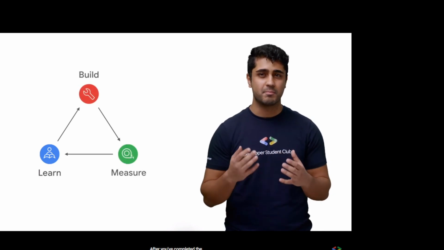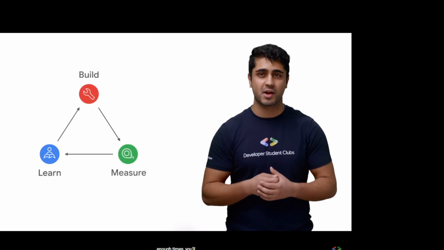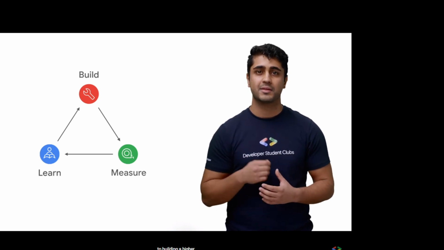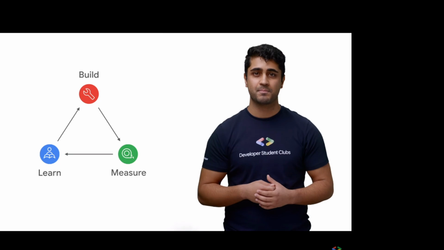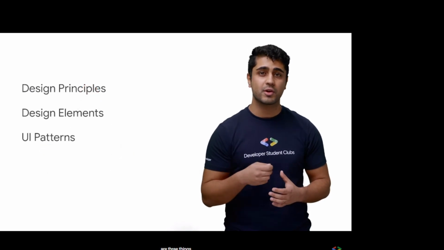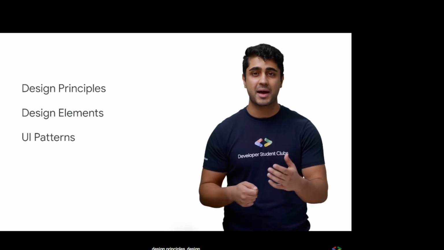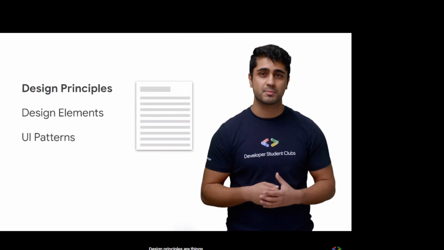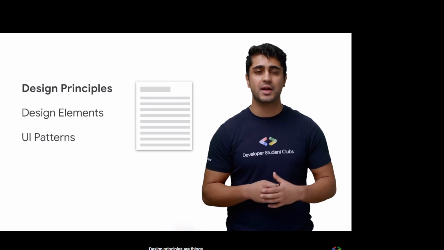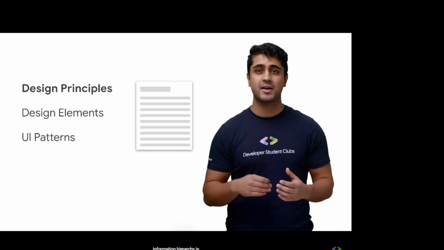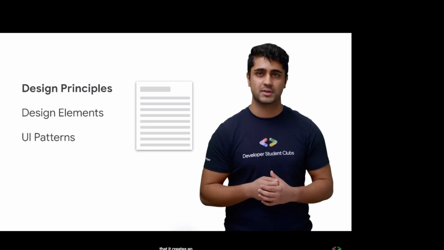After you've completed the build, measure, learn cycle enough times, you'll want to move on to building a higher fidelity mockup. This is where UI comes in. When you're thinking about UI, there are 3 things to keep in mind: design principles, design elements, and UI patterns. Design principles are things like information hierarchy and proportion. Information hierarchy is the arrangement of data such that it creates an order of importance.